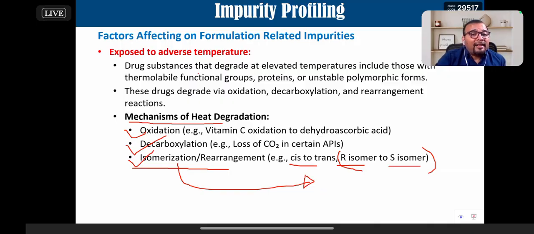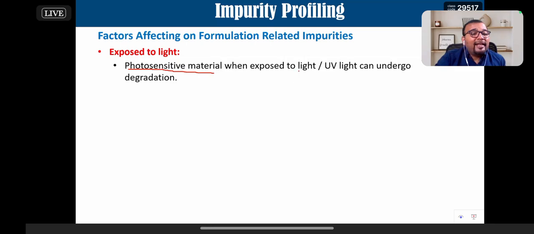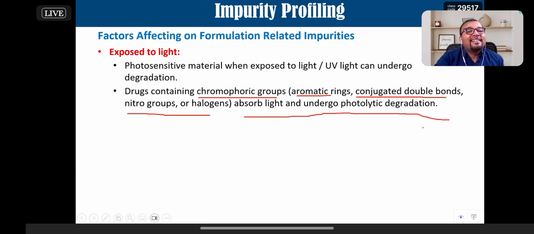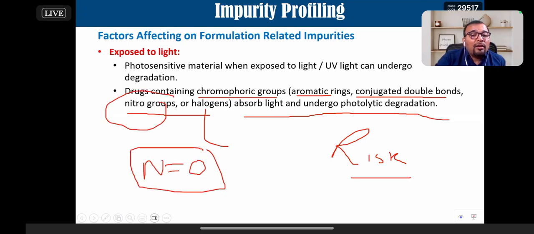The second important factor is light. Now there are certain products which are photosensitive when exposed to UV light or daylight, and they can undergo photolytic degradation. So drugs containing chromophoric groups like aromatic rings, conjugated double bonds, nitro groups or halogens absorb the light and may undergo photolytic degradation. So you can understand the possible risk of photolytic degradation in case your compound has halogens like fluorine, chlorine, bromine, or a nitro group, N double bond O group, that means your compound is likely to undergo photolytic degradation, or your compound has aromatic rings.